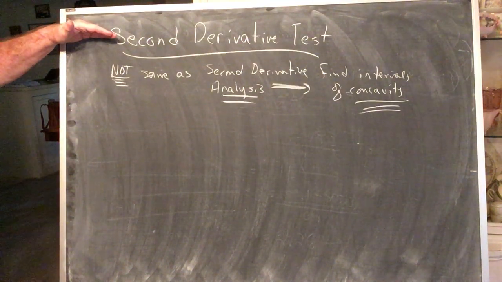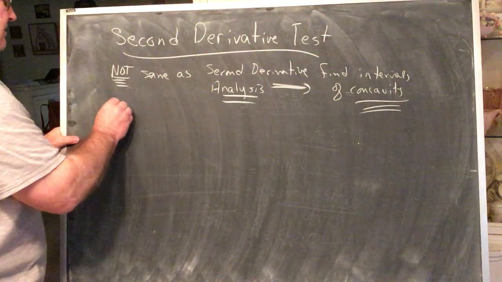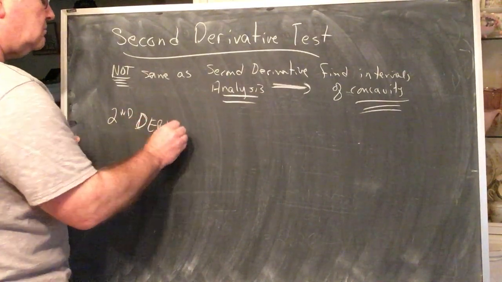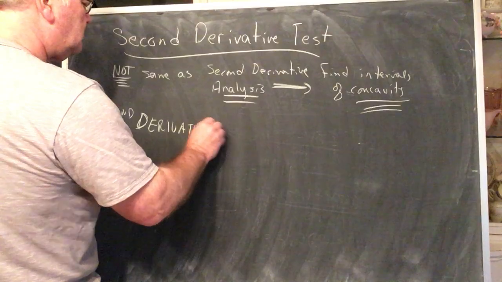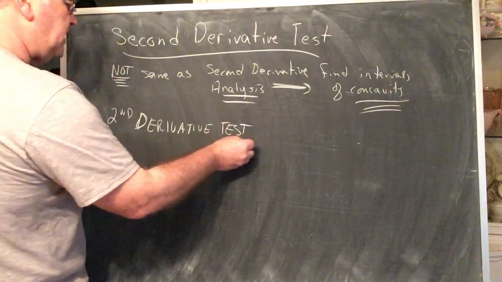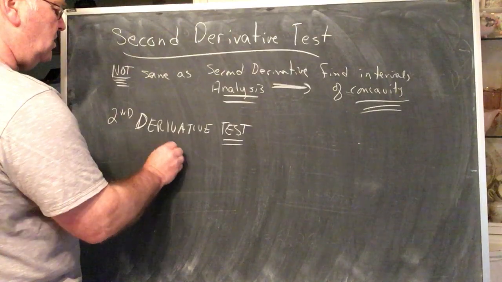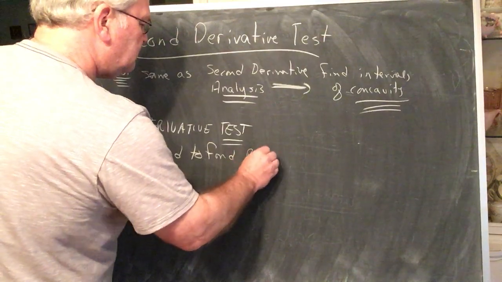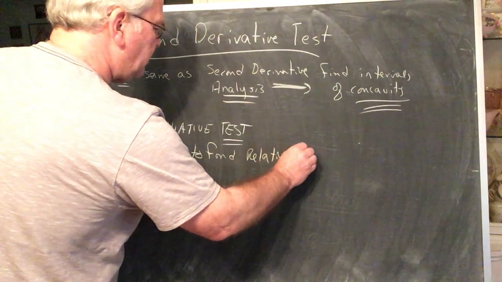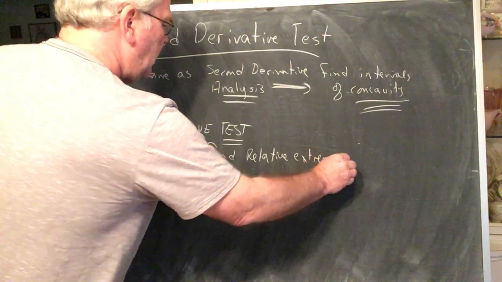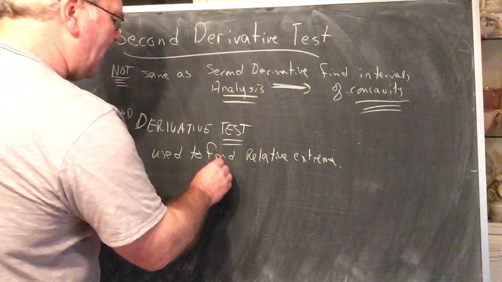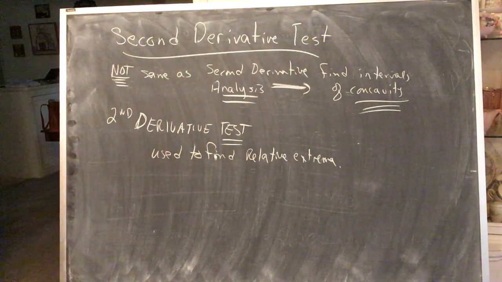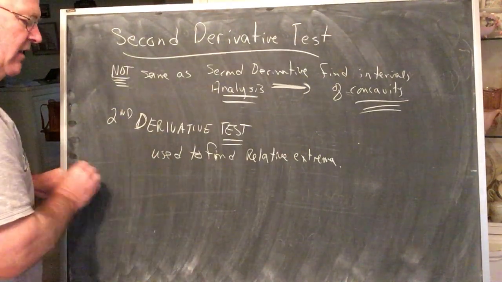The second derivative test is used to find relative extrema. And really it's used to categorize relative extrema. So we're going to find the relative max, relative min. It has a very narrow application.